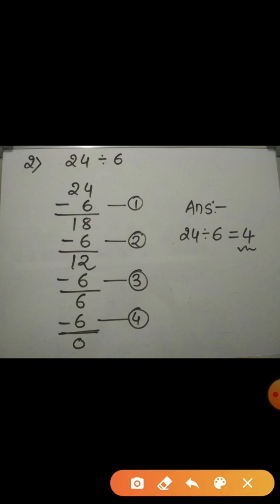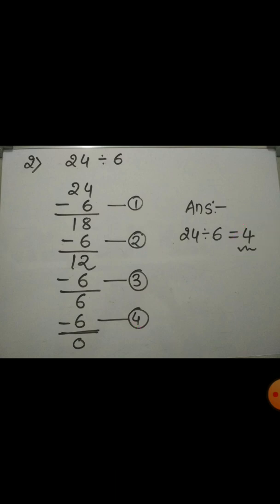Now let us count how many times we have subtracted 6. 1, 2, 3 and 4. Here we have subtracted 6 4 times. Hence the quotient is 4. 24 divided by 6 is equal to 4. Likewise, you can solve the remaining examples given in your textbook.